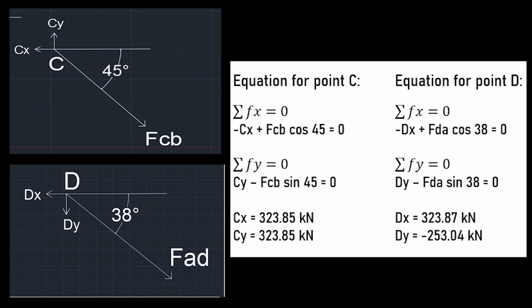You guys must be curious why there is a positive value and a negative value. If we get a positive value, it means that our assumption of the force direction is correct. And if we get a negative value, it means that our assumed force direction must be opposite, because there is a negative sign shown in our solution.